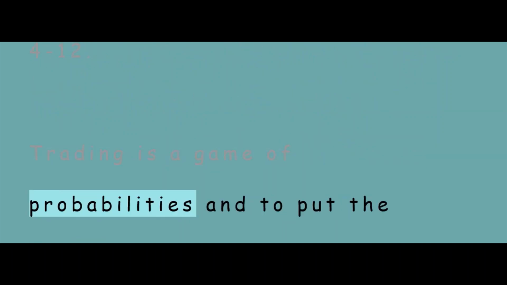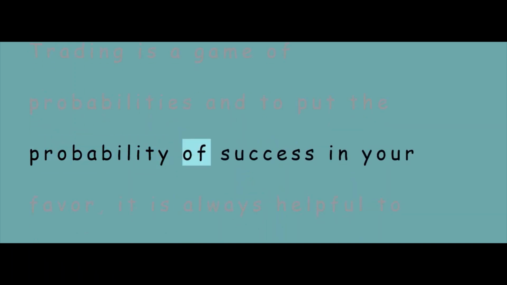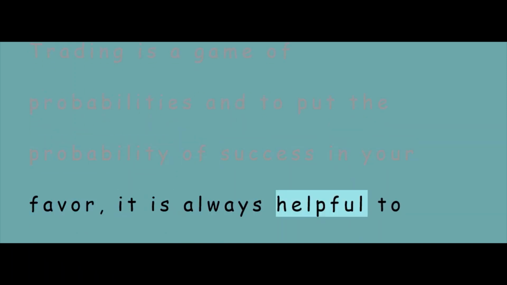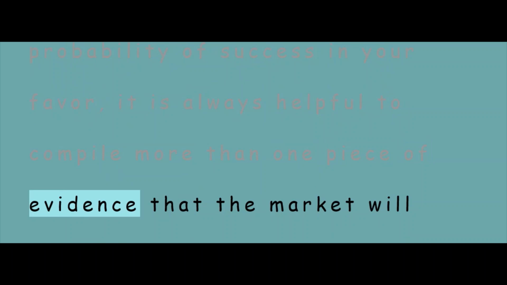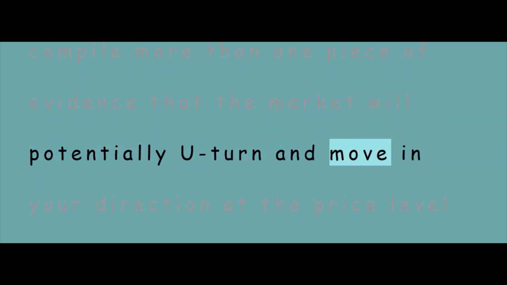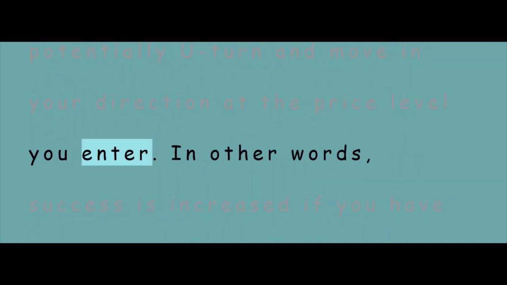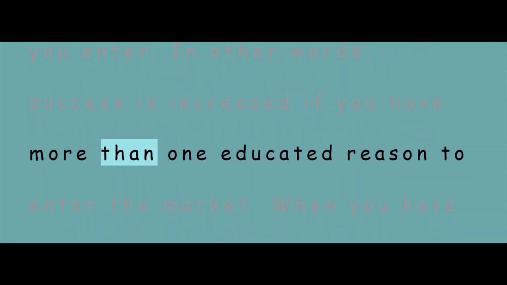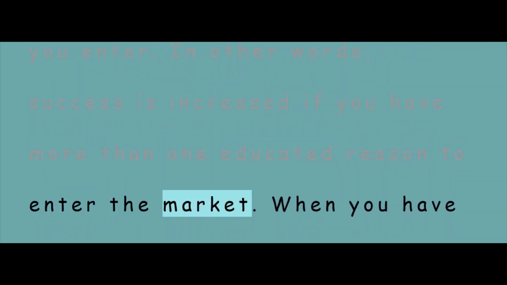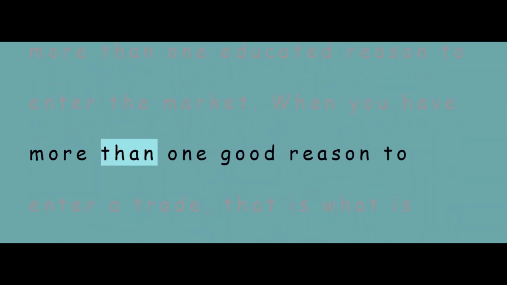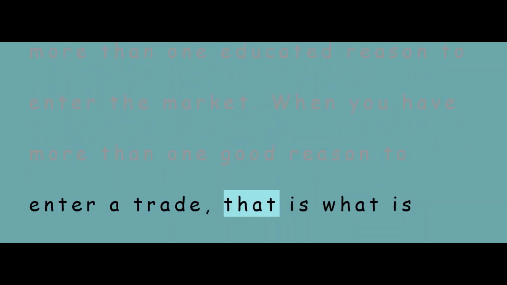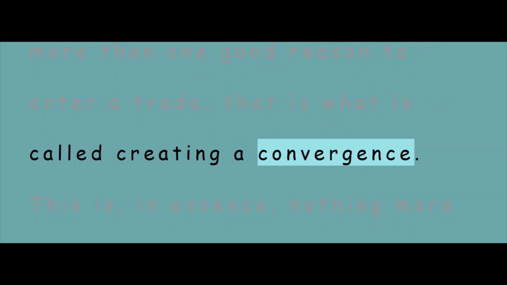Trading is a game of probabilities, and to put the probability of success in your favor, it is always helpful to compile more than one piece of evidence that the market will potentially U-turn and move in your direction at the price level you enter. In other words, success is increased if you have more than one educated reason to enter the market. When you have more than one good reason to enter a trade, that is what is called creating a convergence.